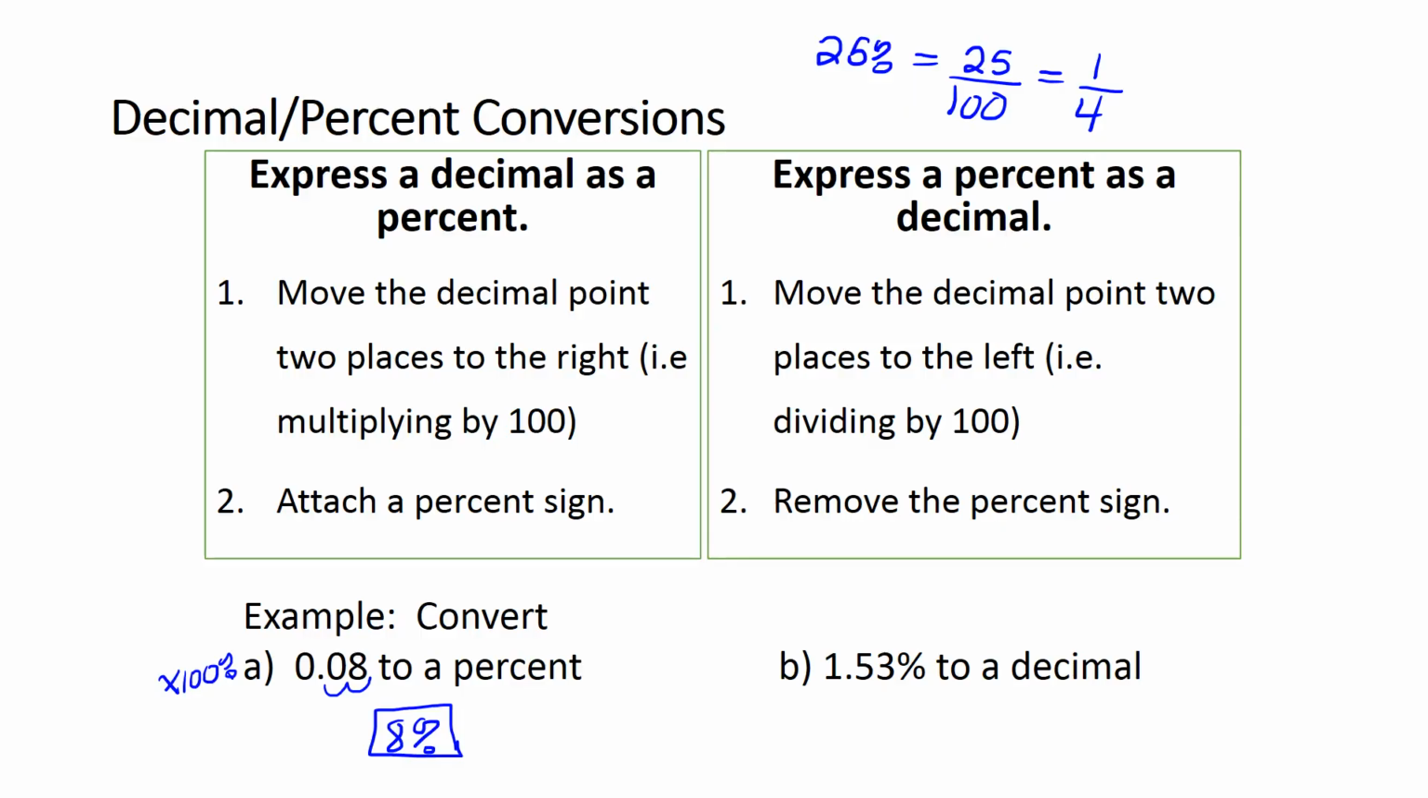But to convert from a percent to a decimal, remember that that actually means that instead of multiplying by 100, you divide by 100. And when you divide by 100, it makes you move the decimal 2 places to the left. So, and then you have to insert a 0. All right, so it's 0.0153 is the decimal, and make sure that you drop the percent sign.